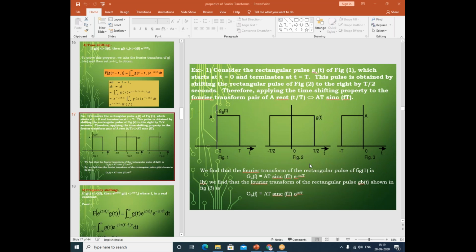For figure 3, is the shift towards right or towards left? Please post it in the chat box. Yes, Upanaya, the shift is towards left. Good, Triveni, towards left. Sri Lakshmi, towards left. Now observe the difference between figure 1 and figure 3.